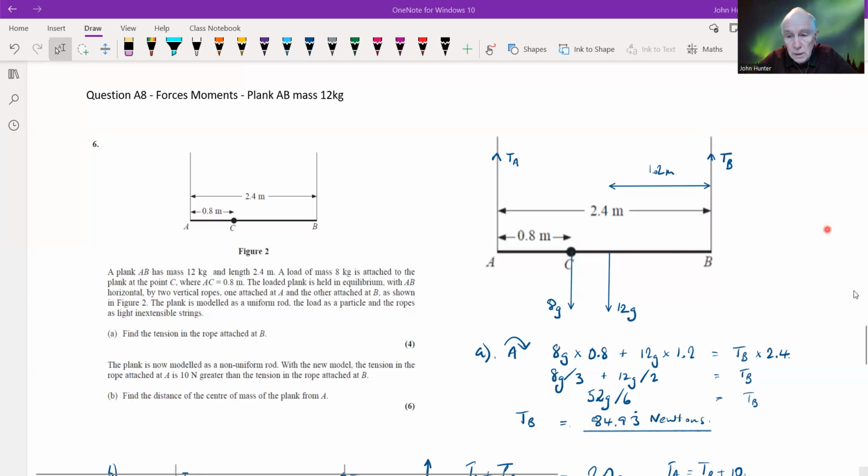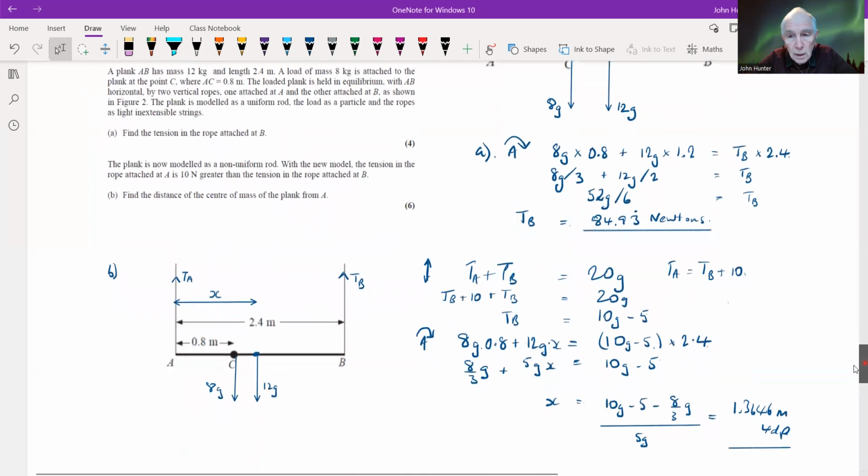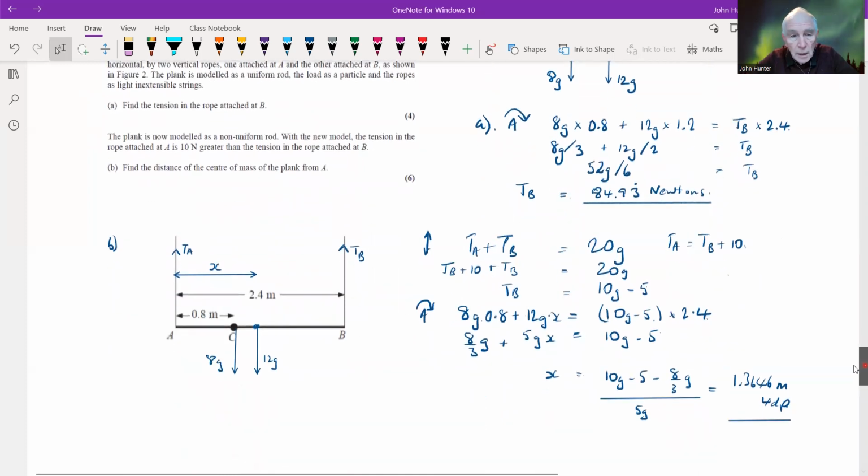Okay, so that is that. Just wind on a little bit, because now we've got part B. The plank is now modelled as a non-uniform rod. With the new model, the tension in the rope attached at A is 10N greater than the tension in the rope attached at B. So what we've done basically is this.